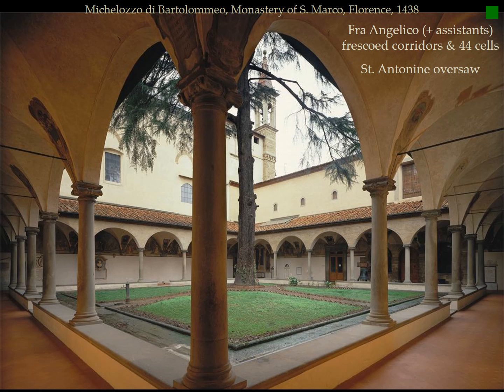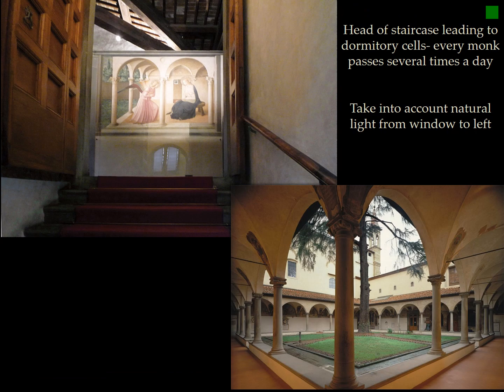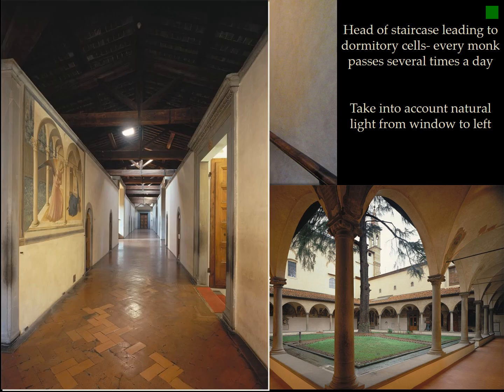Now, Fra Angelico, along with his assistants, would fresco the corridors in 44 individual cells on the second story here in the monastery, while Saint Antonine oversaw it, a famous Florentine saint ruling this monastery at the time as the abbot. Now, walking up the staircase, as the monks would every day, you are going to then move on to the dormitory cells, up to the left here. Now, every monk must pass this several times a day, therefore we must take into account that he considered the natural light, as you see here coming off from the left.